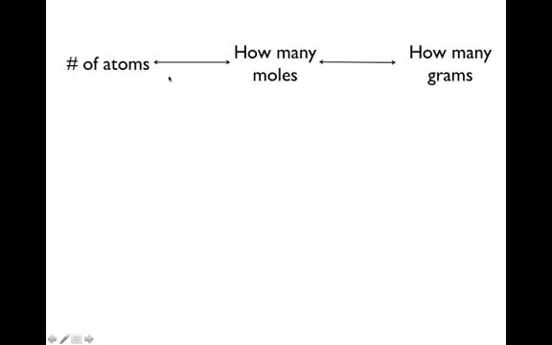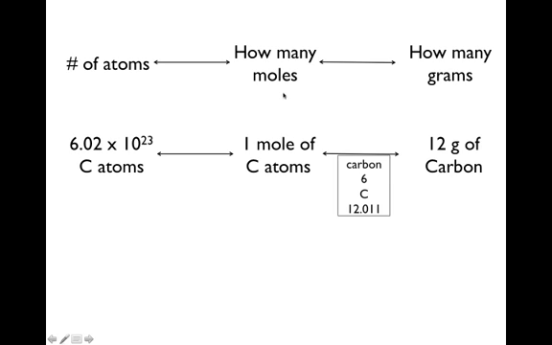If I know how many atoms of something I have, I can figure out how many moles of it I have. If I know how many moles of something I have, I can figure out how many atoms I have. And if I know how many grams of something I have, I can figure out how many moles of it I have. And I'll show you how to do that in a little bit. But a concrete example, imagine that I have 6.02 times 10 to the 23 carbon atoms. I can use this information to figure out that I have 1 mole of carbon atoms in this case. And if I have 1 mole of carbon atoms, I can use the periodic table to figure out that 1 mole of carbon atoms weighs about 12 grams.